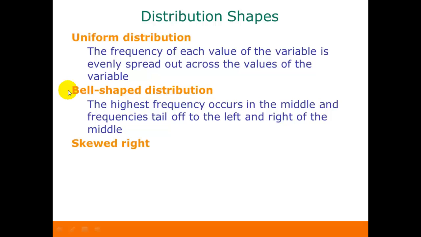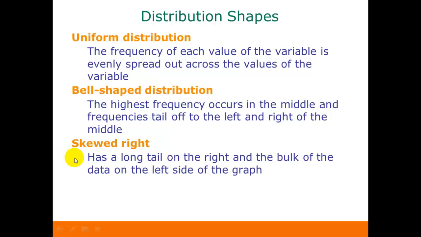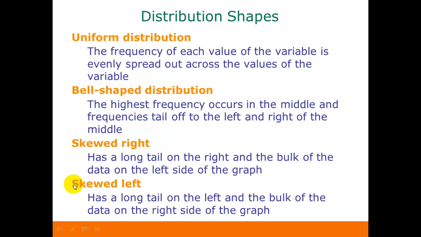Now if our distribution is skewed right, that means that we have a long tail on the right and the bulk of the data on the left side of the graph. And this gets a little confusing. You have to remember that a long tail on the right means it's skewed right. So skewed left means that we have a long tail on the left and the bulk of the data on the right side.